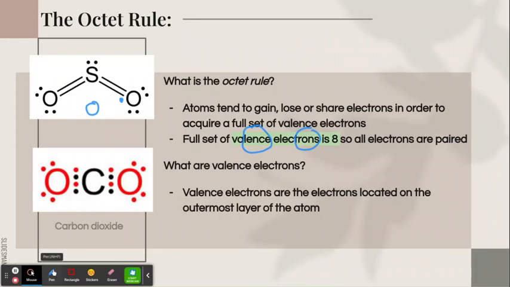Next, we have the octet rule. What is the octet rule? The octet rule is how atoms tend to gain, lose, or share electrons in order to acquire a full set of valence electrons. A full set of valence electrons is 8, so all electrons are paired. What are valence electrons? Valence electrons are the electrons located on the outermost layer of the atom.